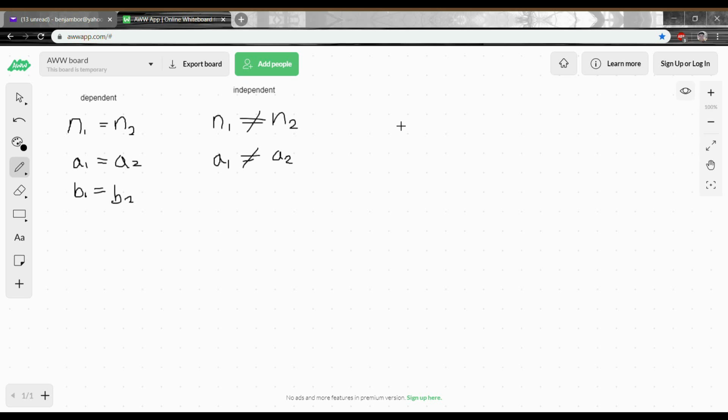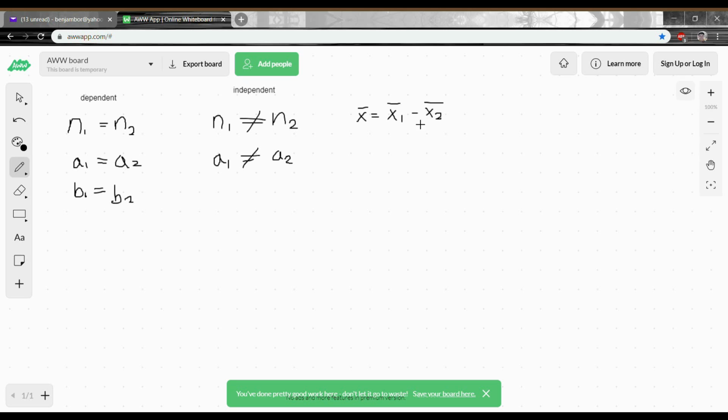So we're going to redefine our X bar for the difference of two means using independent data sets. X bar is now going to be the difference of the X bars of the two data sets. So we're going to have X1 bar minus X2 bar. Our mean, mu, is going to be the difference of the means of the two data sets, mu1 minus mu2.